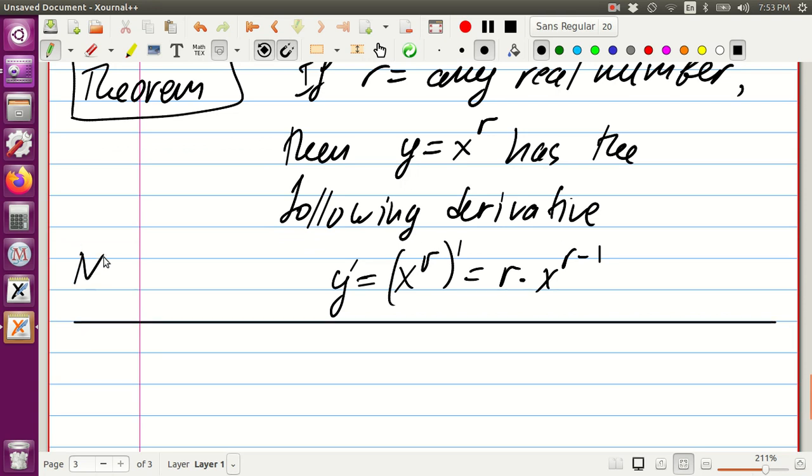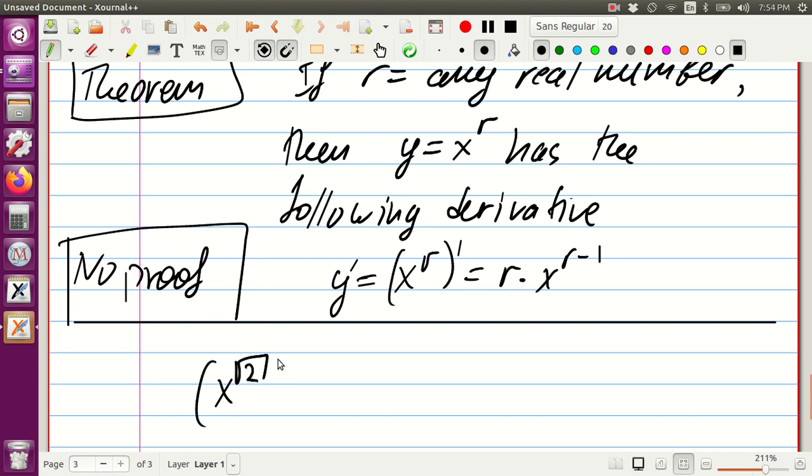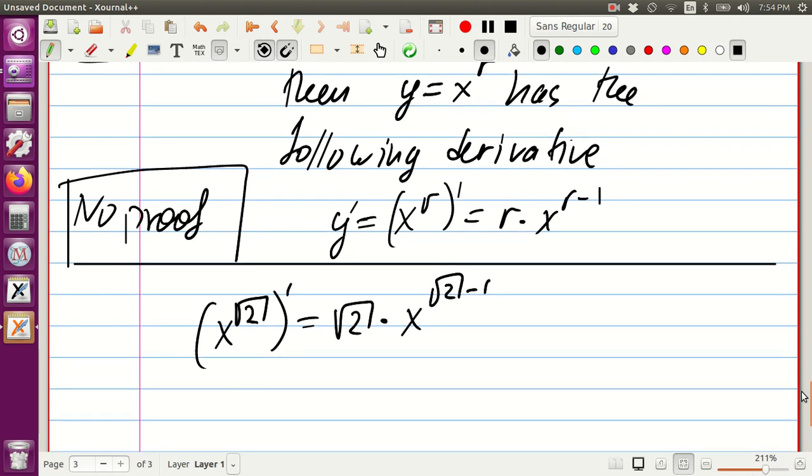So no proof for this, but how do you use it in practice? In practice, if you need to find derivative of x to the square root of 2, which is an irrational number, we can still do it by taking square root of 2, putting it down, and taking x to the square root of 2 minus 1. Or if you want to find x to the pi derivative, you take pi, you put it down, and you write x to the pi minus 1.